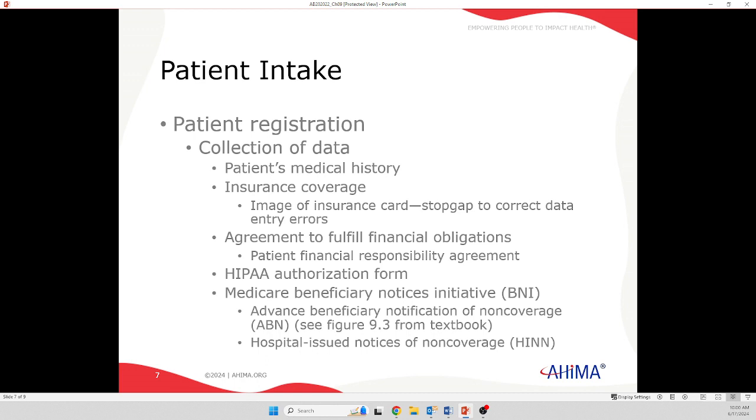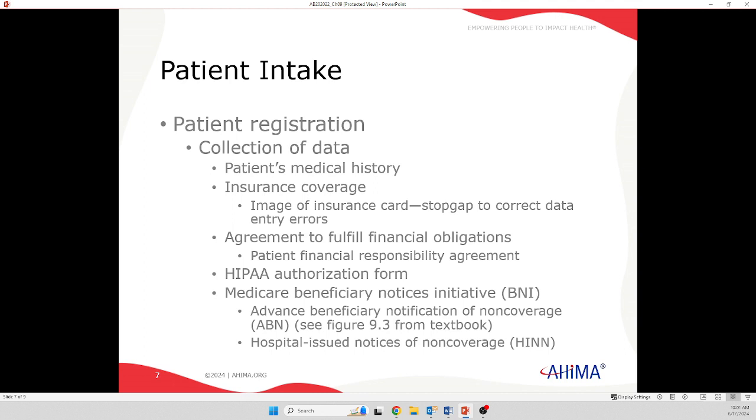Now, our patient intake, also called our patient registration, this is the time when the patient arrives for the service. In an acute care setting, this is when we are going to register the patient. We're going to educate the patient about their payment. We're going to gather their insurance information. So you can see here we're getting our data, and we're also educating our patient about their responsibility.